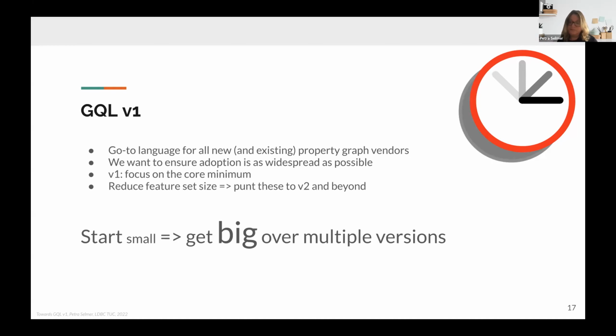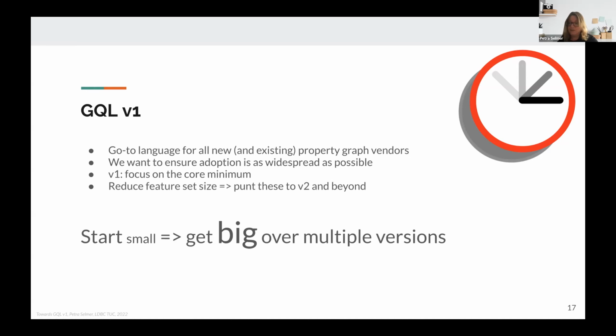So we have identified a minimal subset, if you like, and it's much more worth getting that solidified and as correct as possible. Another thing to bear in mind is we want the standard to be a living document, and that is to say we definitely want every property graph vendor now, but also every property graph vendor in the future, to adopt GQL. And the best way to do that is to make sure that they've got as small a standard as possible to implement.